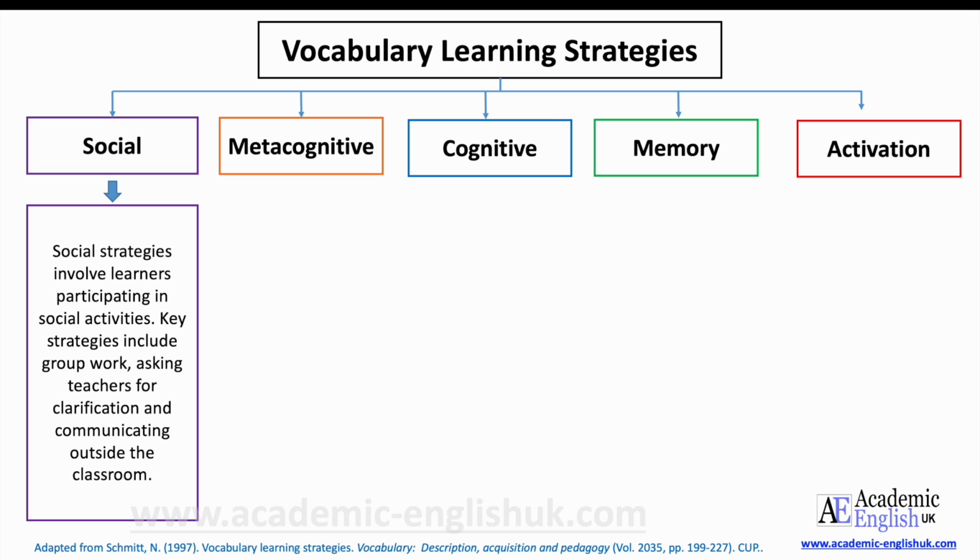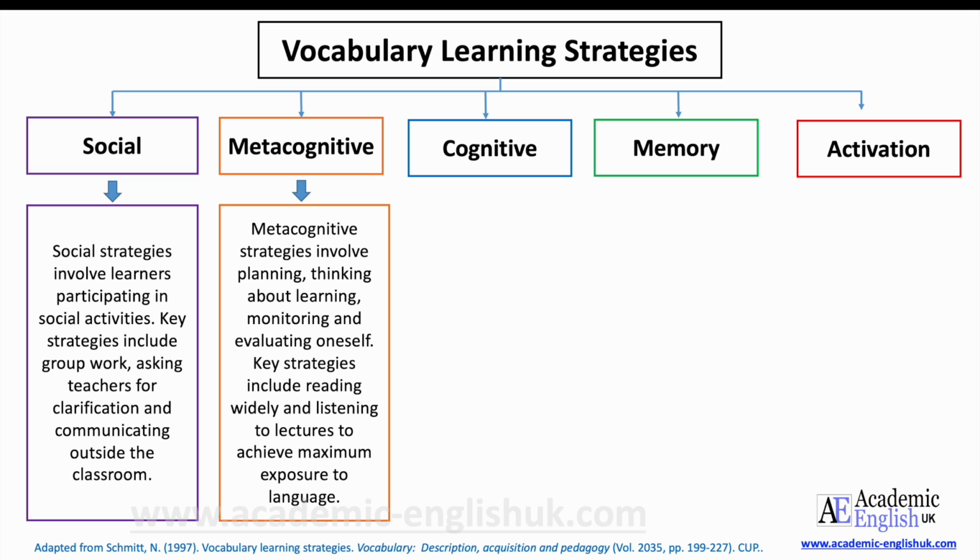Starting with social. Social strategies involve learners participating in social activities. Key strategies include group work, asking teachers for clarification, and communicating outside the classroom. Metacognitive strategies involve planning, thinking about learning, monitoring, and evaluating oneself. Key strategies include reading widely and listening to lectures to achieve maximum exposure to language.